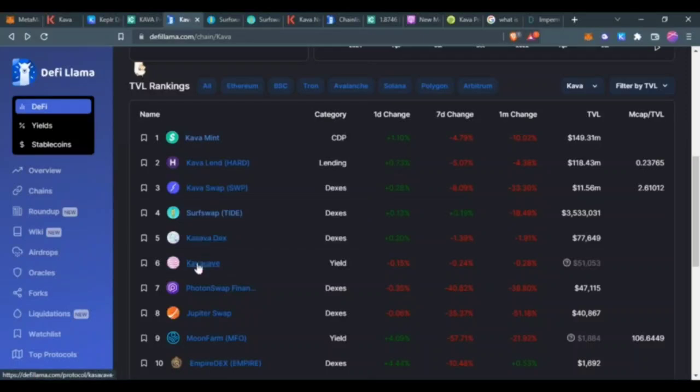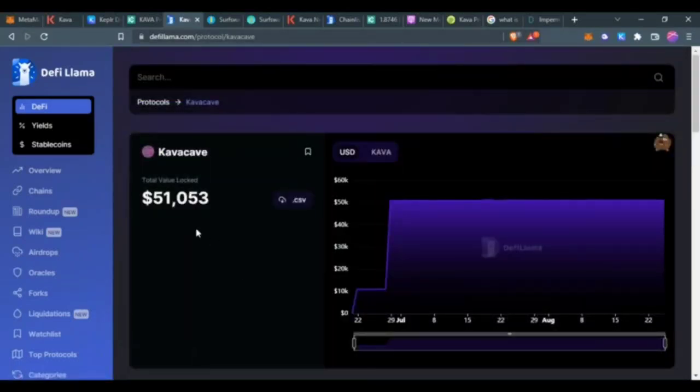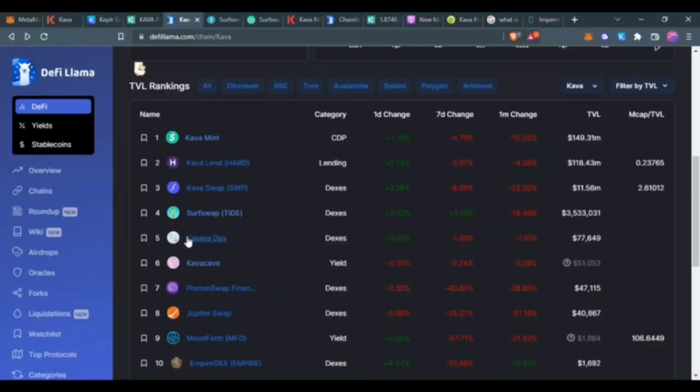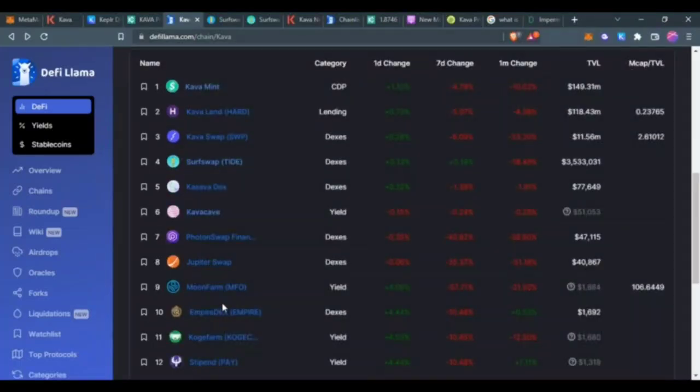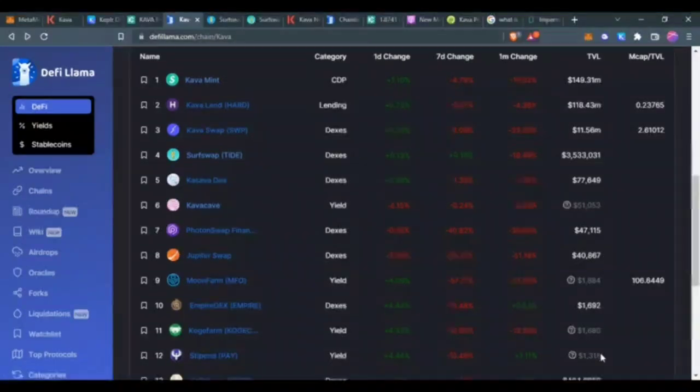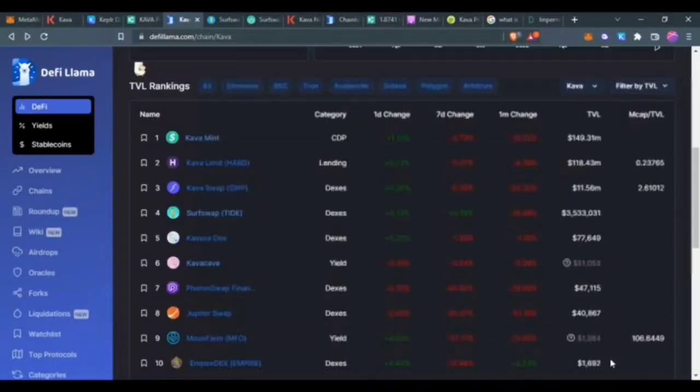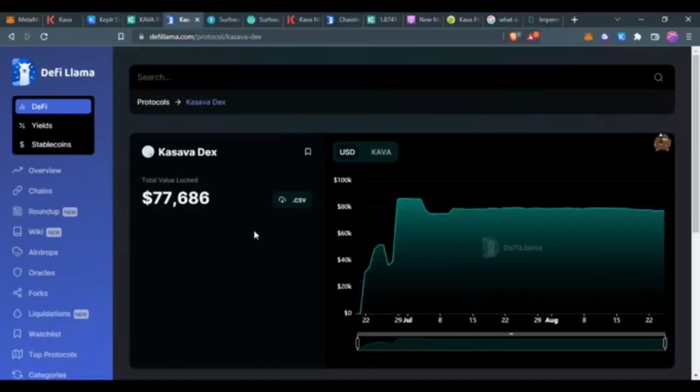Cassava Dex, Kava Cave. This is for yield. Right now only 51,000 locked. Yeah, this network has not been utilized yet. This has not been utilized yet. Empire Dex 444, only $1,000. Look at the total value locked on some of these. I mean, it's extremely low, extremely low. Let's look at the Cassava Dex.